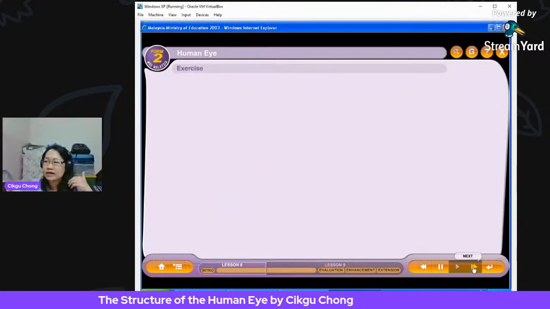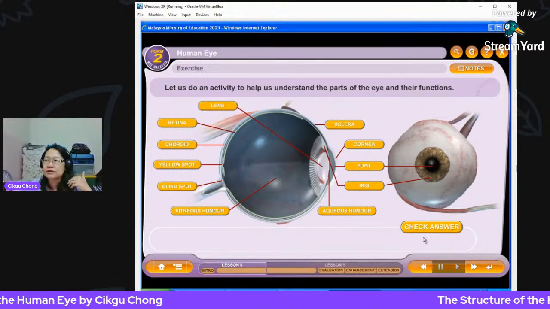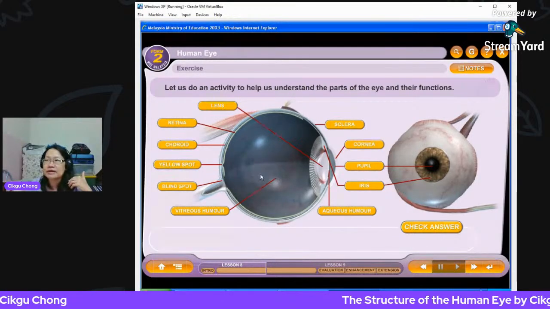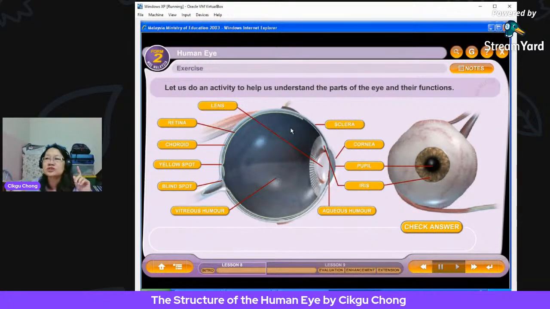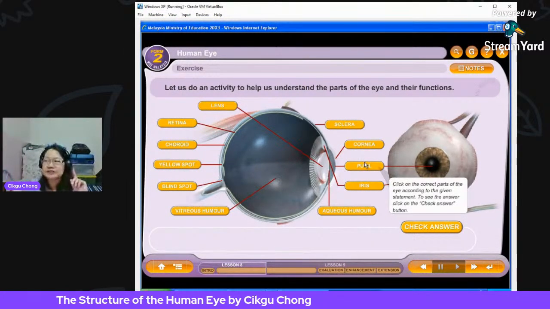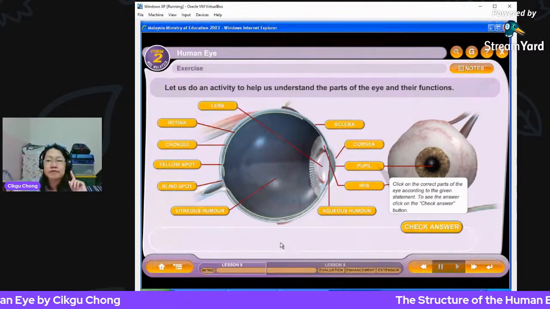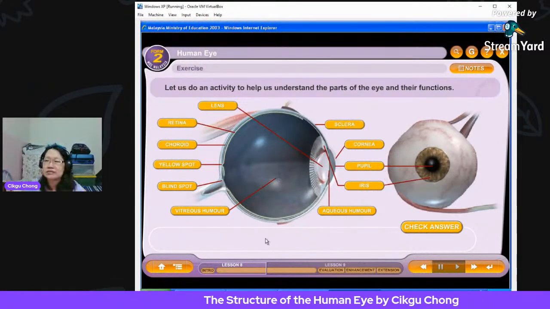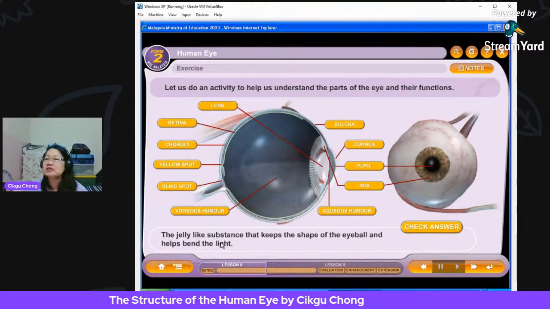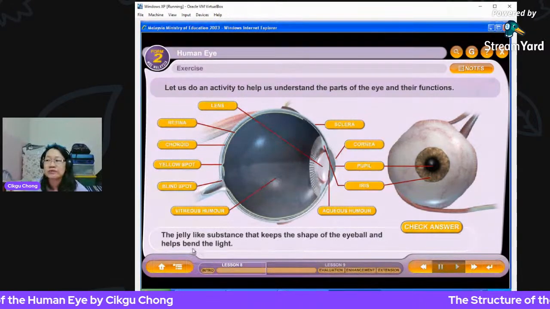Okay, let's go on to the next part now. Now let's do a few questions on the parts of the eye and their function. The question will come out, they give you the function, and you click the correct part. Okay, let's do the question. The jelly-like substance that keeps the shape of the eyeball and helps bend the light.